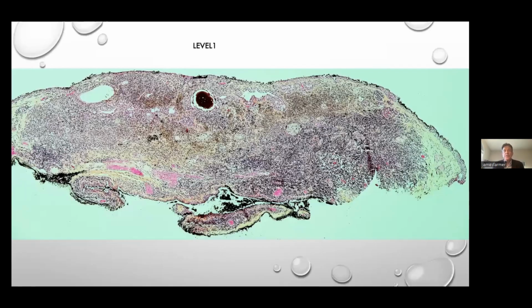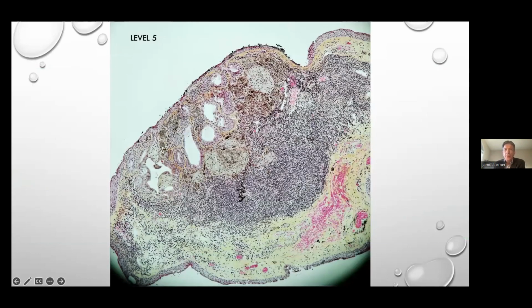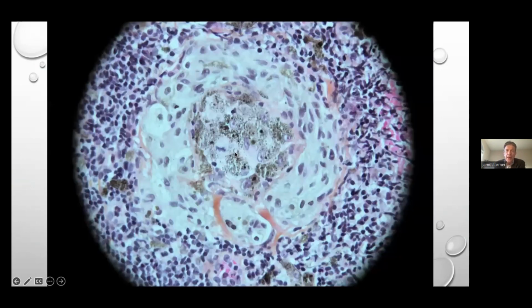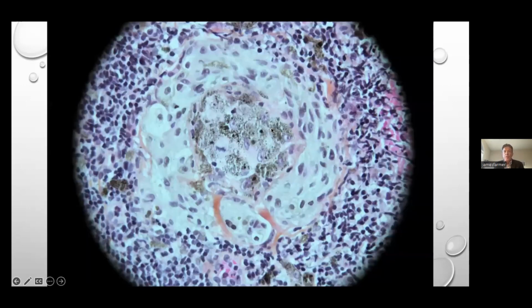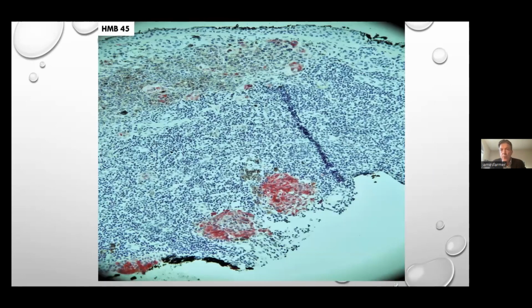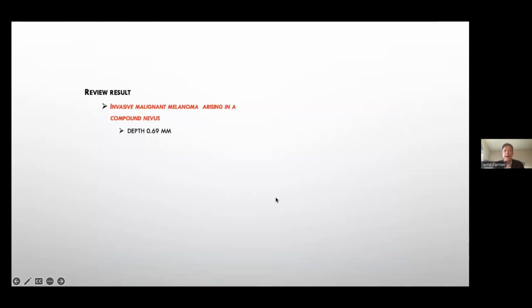So I got a chance to look at this, and I reviewed this case, and I was immediately drawn to this little nest right here. As we went deeper into the lesion, you see these nests become more frequent. They're larger, they're epithelioid, there's scattered pigment, and at higher power there's a mitotic figure. A lot of this is inflammation, and there are these nests of melanocytes around the top. We did an HMB45 stain, which is positive in these epithelioid-looking nests. The diagnosis is an invasive malignant melanoma arising in a compound nevus.